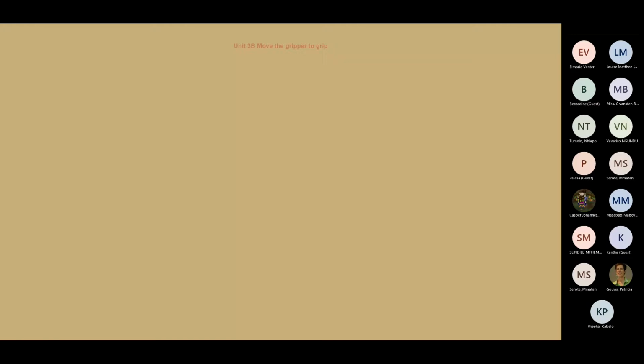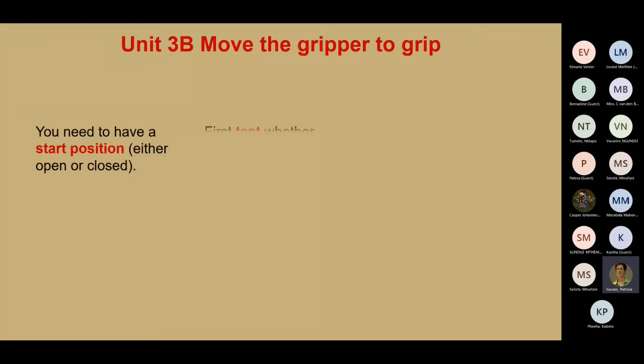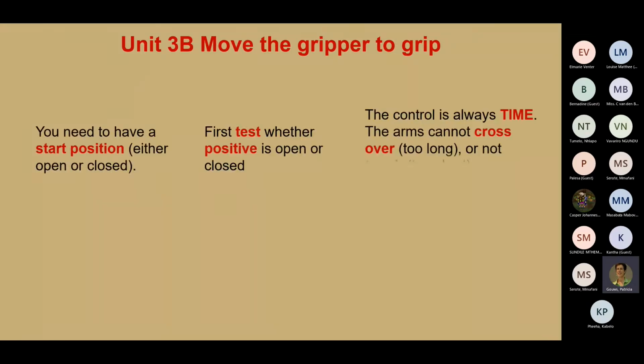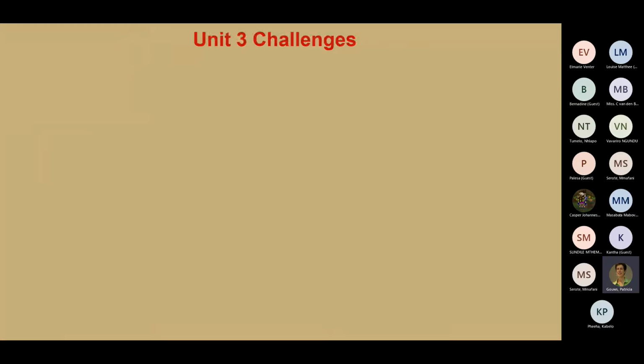Okay. Again, with a gripper, you need to have a starting position. So either your gripper stays open or stays closed. And again, you would need to test which is positive to go open or closed.